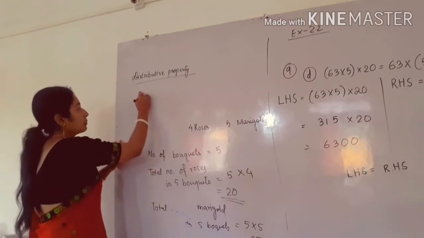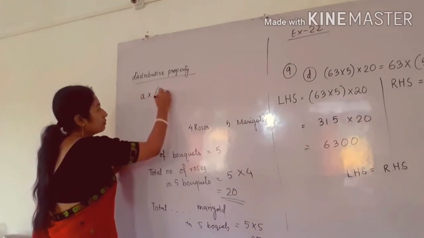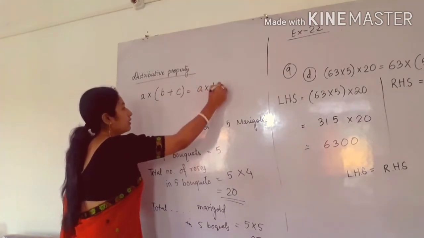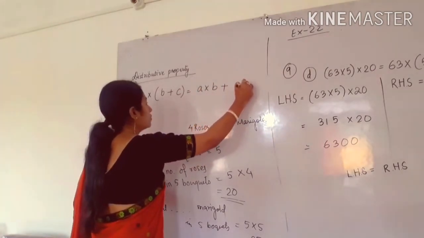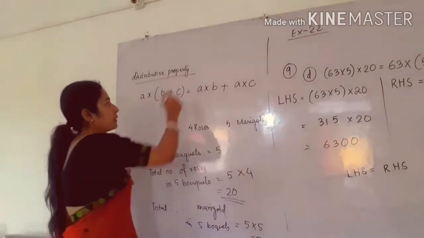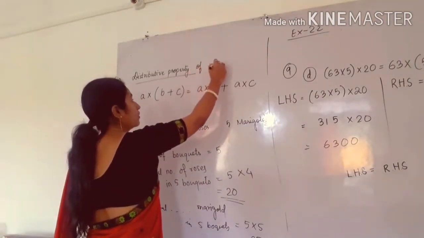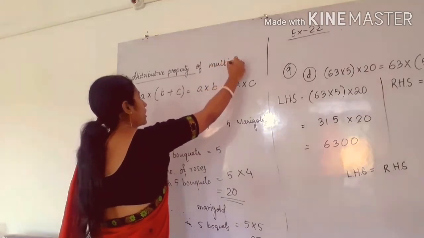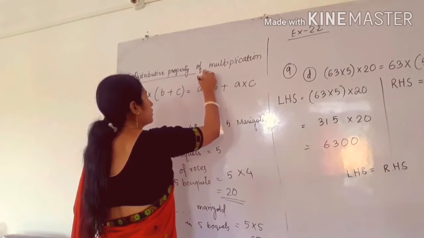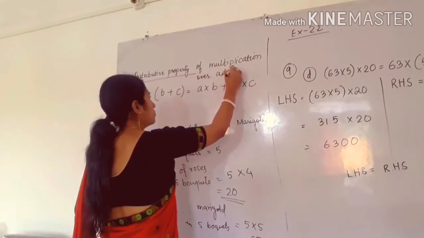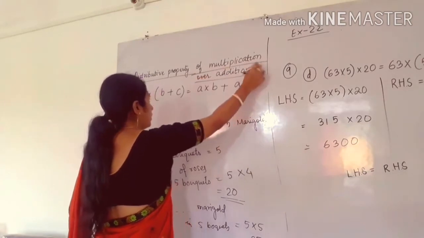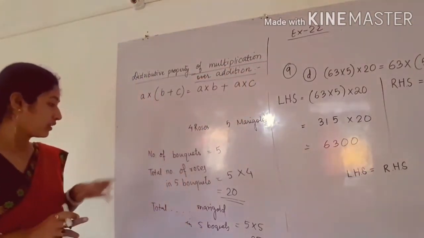So what is distributive property? A into (B plus C) is equal to A into B plus A into C. This is called distributive property of multiplication over addition. Because here we are using two symbols, one is multiplication and another is what? Addition. So what am I doing?